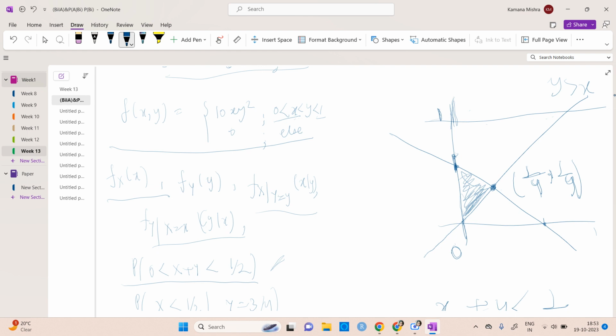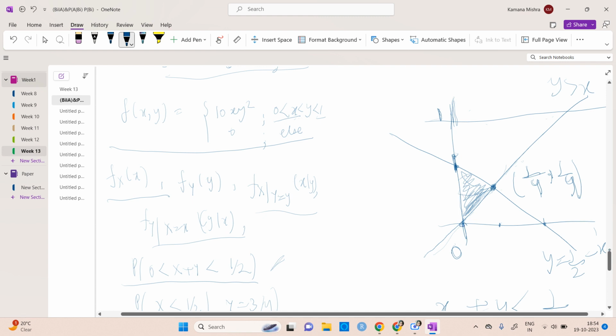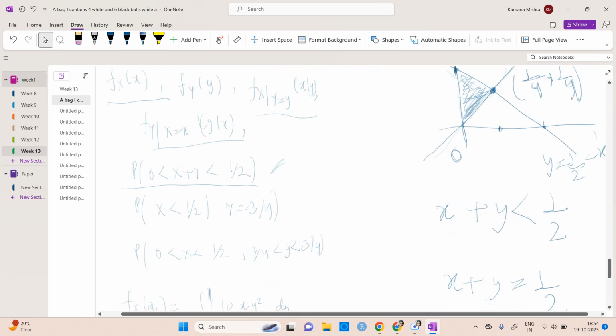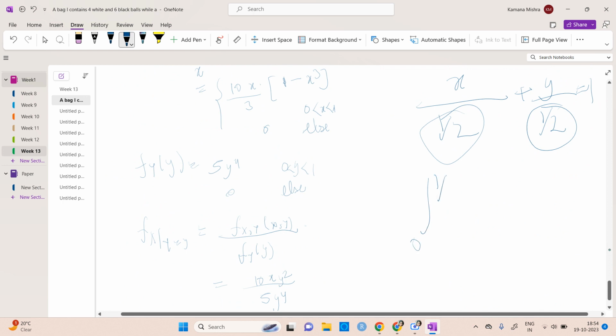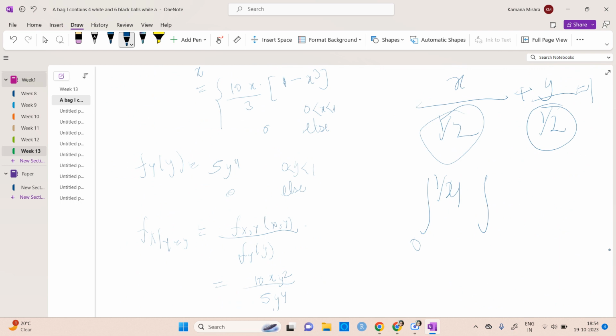How do we find it? This one is for y. So x goes from 0 to 1 by 4, and for y we have the below line, which is y is equal to x, and the above line, which is y is equal to 1 by 2 minus x, right? So when x is between 0 and 1 by 4, y is between y equals x and 1 by 2 minus x. Let me just write it and then I'll repeat.